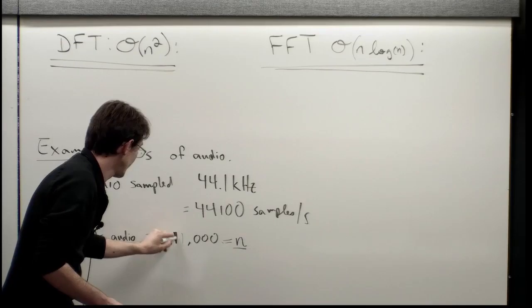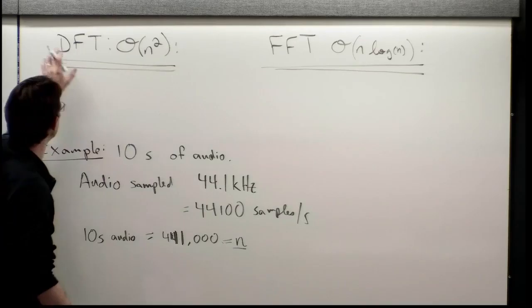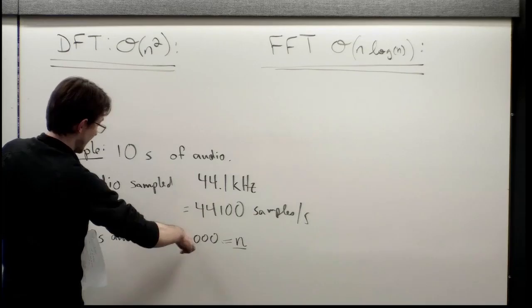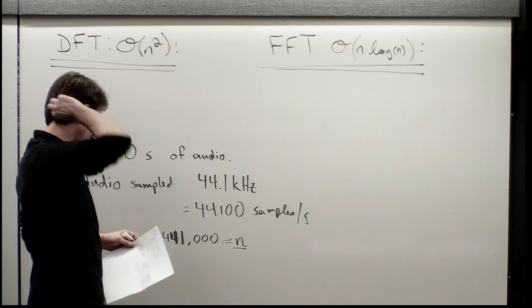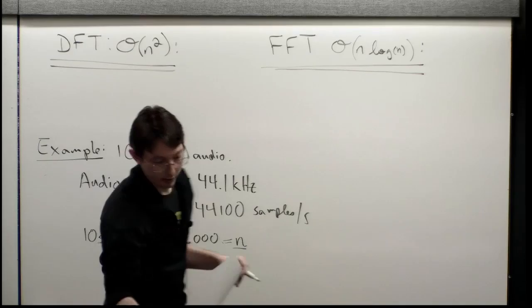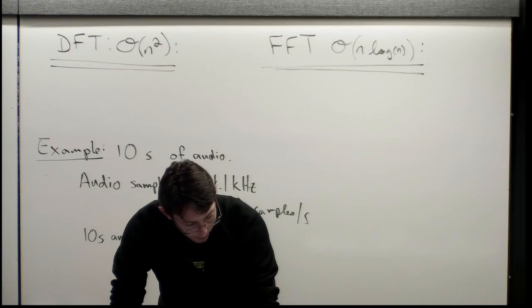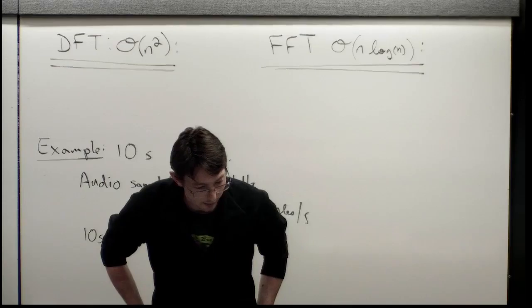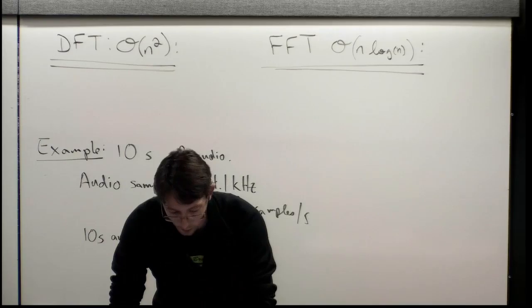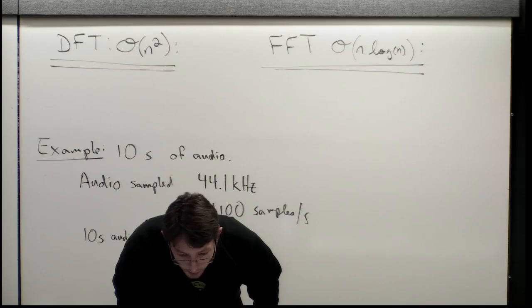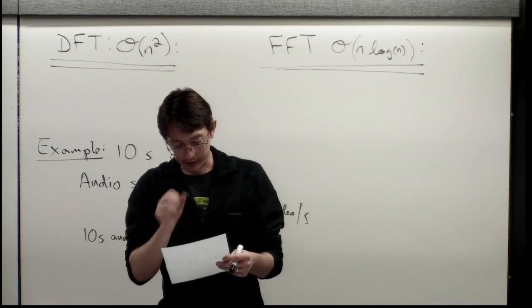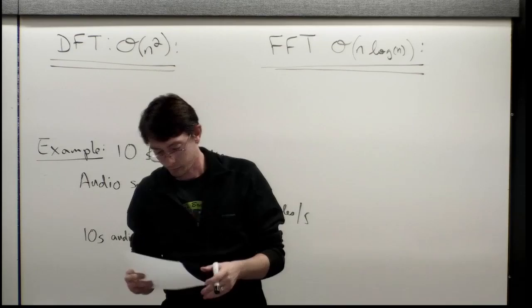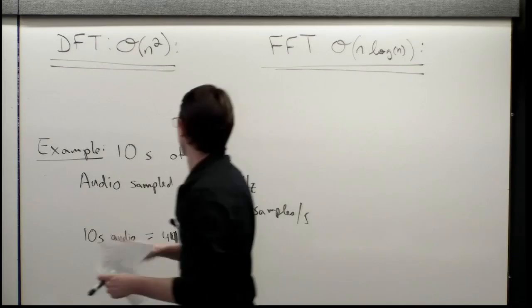So what is n squared? Okay, the DFT is order n squared. Well, if I take 4.41 times 10 to the fifth power squared, what do I get? Did I do that right? Yeah, that's right. Actually, I'm just going to check myself. So I have 44,100, that's 441,000 squared, which is huge. That is a huge number. Okay. 10 seconds is really, really bad.